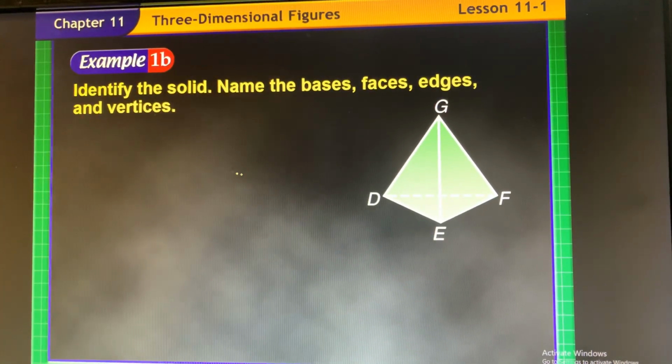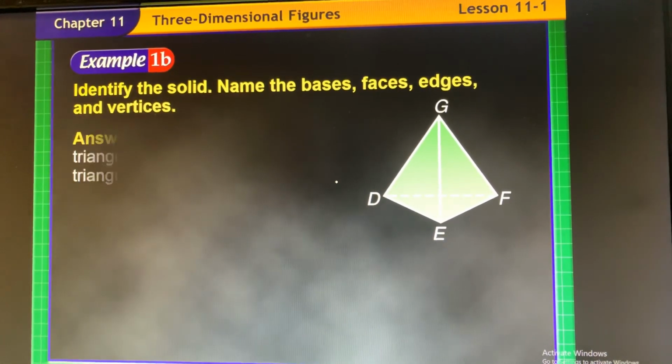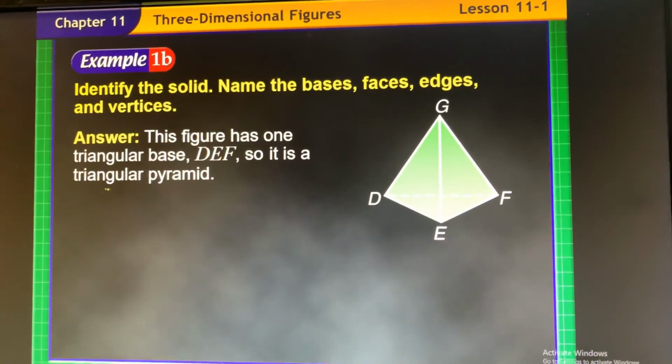So if you notice, this one comes to a point and it has triangular faces. If you look at it, you always name it by its base. And in this case, the base is a triangle. So you will call this a triangular pyramid. So right here, it's called a triangular pyramid.